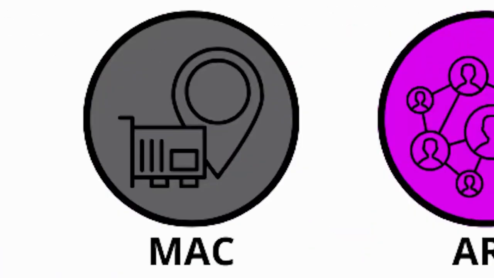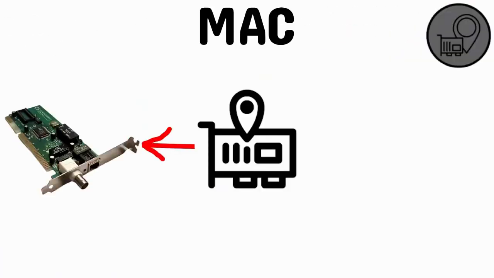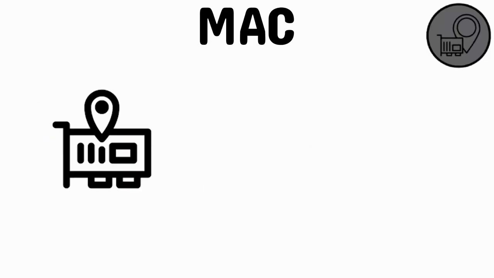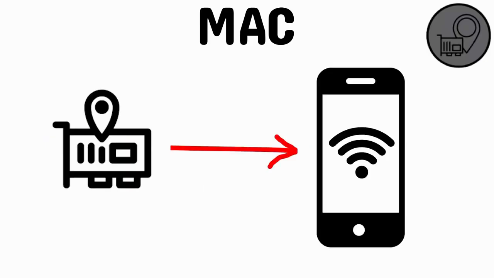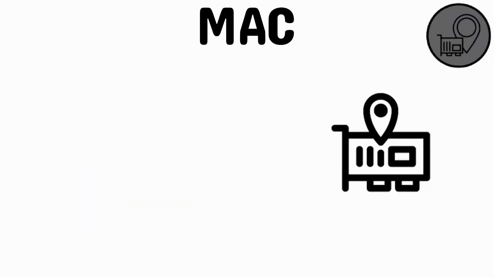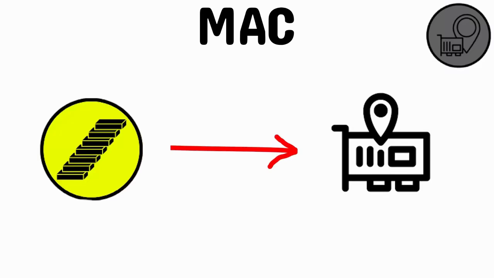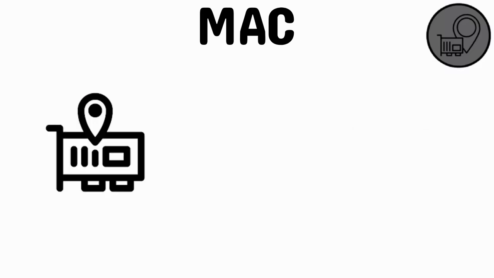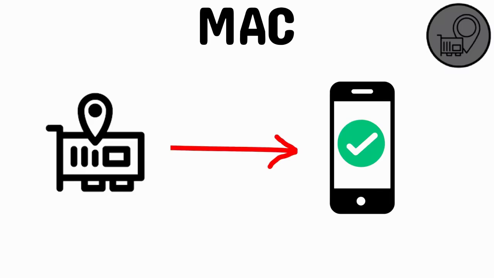WANs are typically slower and more expensive to maintain than LANs, but are essential for connecting devices across long distances. A MAC address is a unique identifier assigned to each network interface card, NIC, used to connect devices to a network. It's a 48-bit address used by switches and routers to direct traffic within a local network. MAC addresses operate at the data link layer of the OSI model and help ensure data is delivered to the correct device in a local area network.